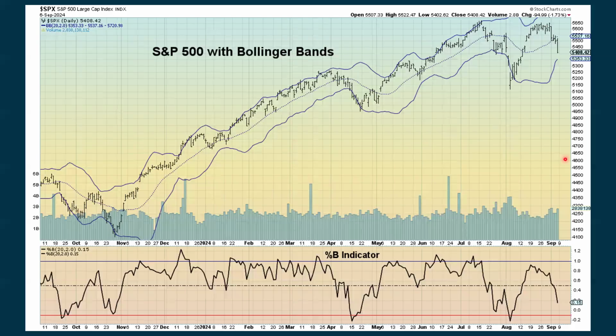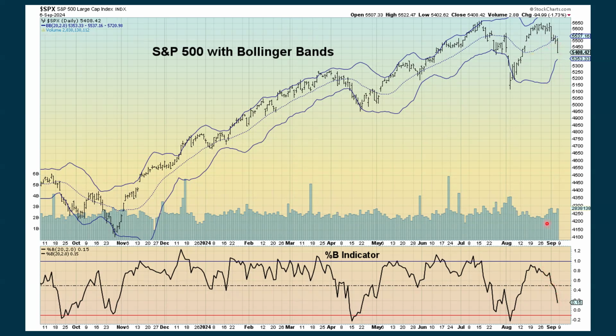Then we look at Bollinger Bands, and there are many, many different ways to use them. This is just one implementation, where we have the percent B indicator, which measures when we're above or below the upper or lower Bollinger Band. We're not there now, but we're dropping below the midpoint of the Bollinger Band, suggesting that things are more negative. As you can see, we're dropping off here.